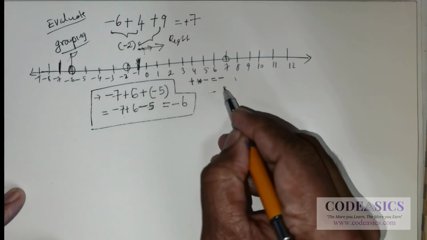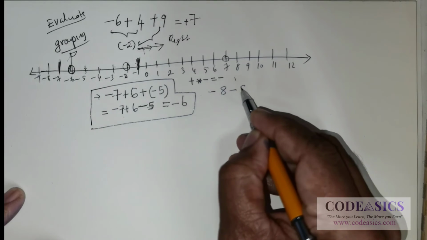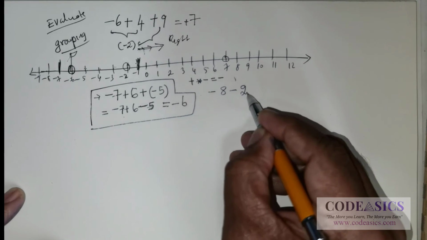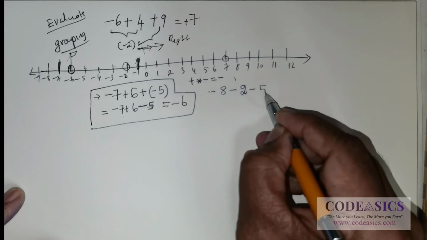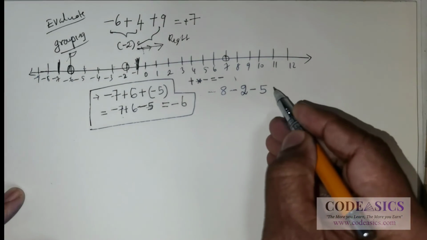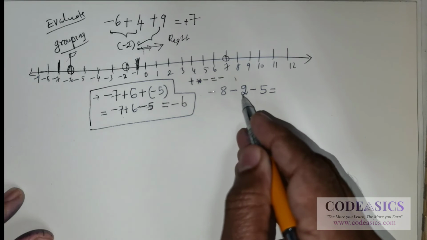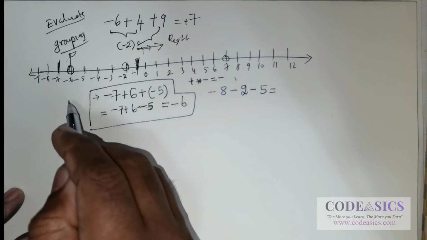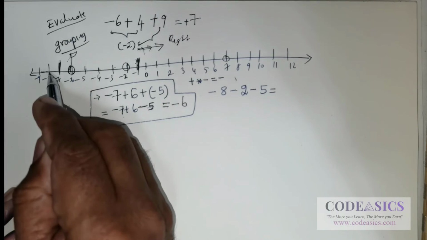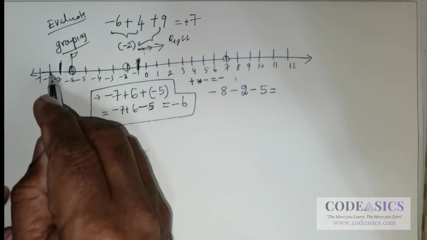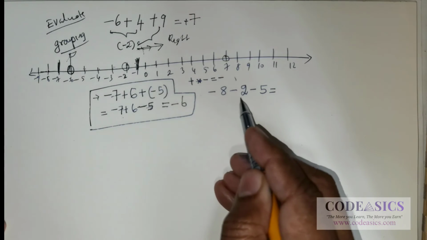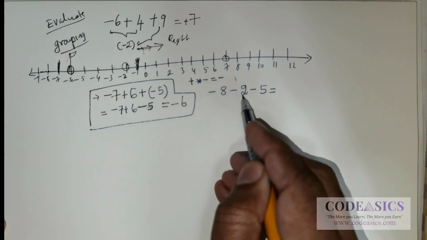Say I need to know what is negative 8, negative 2, and negative 5. I need to know the result of this. So what should we do? We got negative, negative, negative. So go look for negative 8. I've got negative 8 over here. From negative 8, I need to move towards the left because it's negative 2.